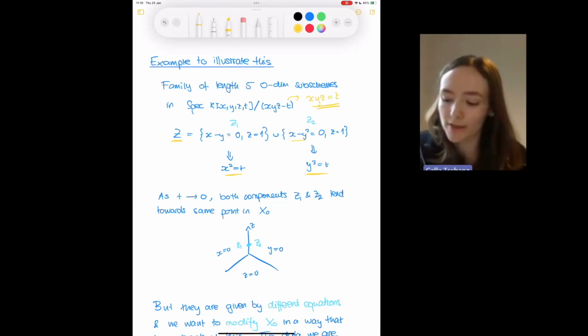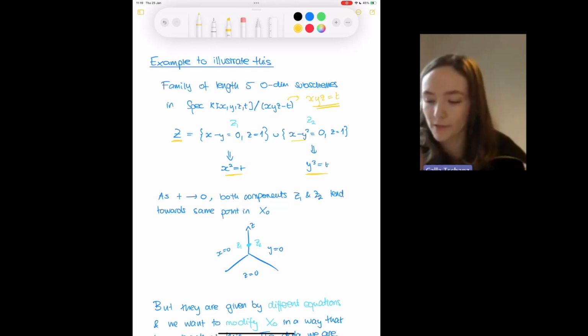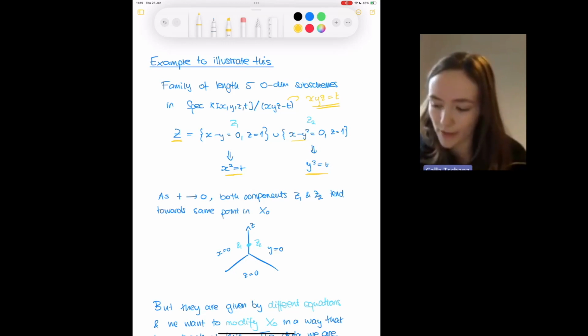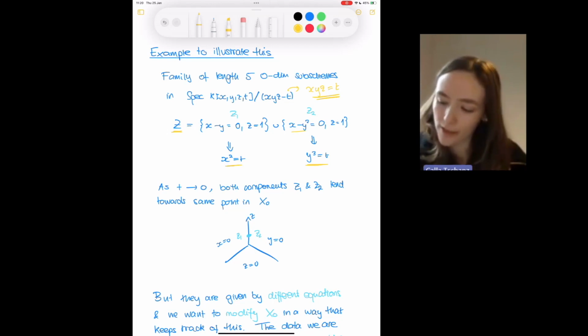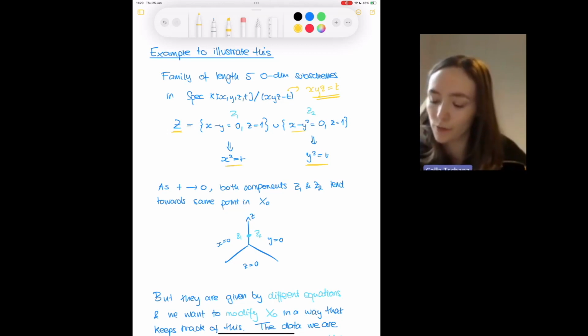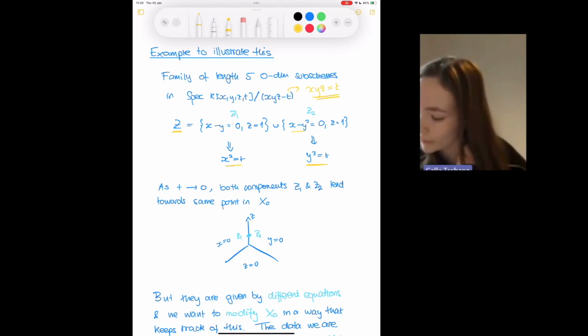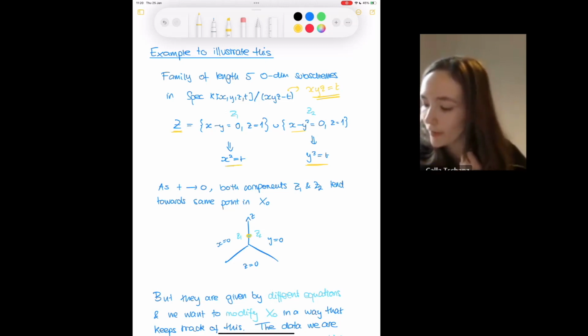And then the question I ask is, well, what happens as we approach this special fiber? What happens to this subscheme z? So as t tends towards 0, both of these components basically will tend towards the same point in x0, because as t tends towards 0, both of them tend towards x equals y equals 0 and z equals 1. So they'll tend towards this point here on the z-axis in the x equals y equals 0 locus. And so in this way, we can't tell them apart from this picture because they've landed in the same place.